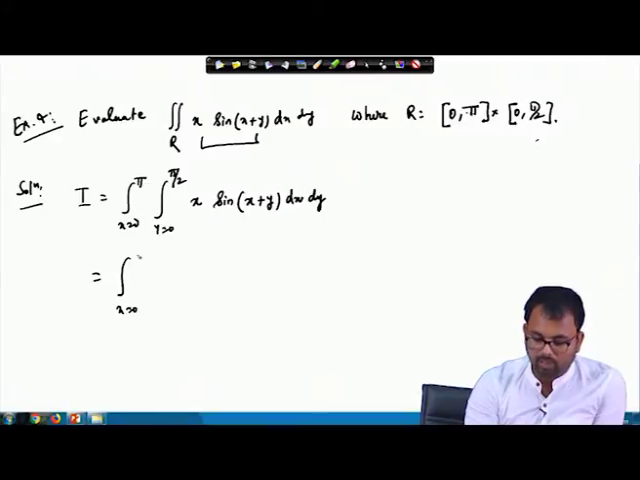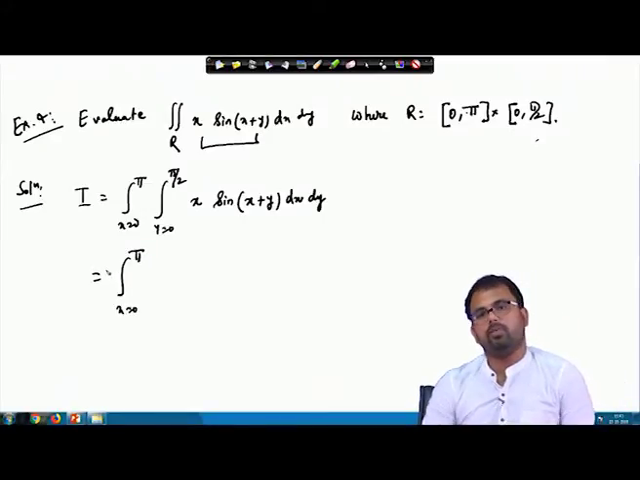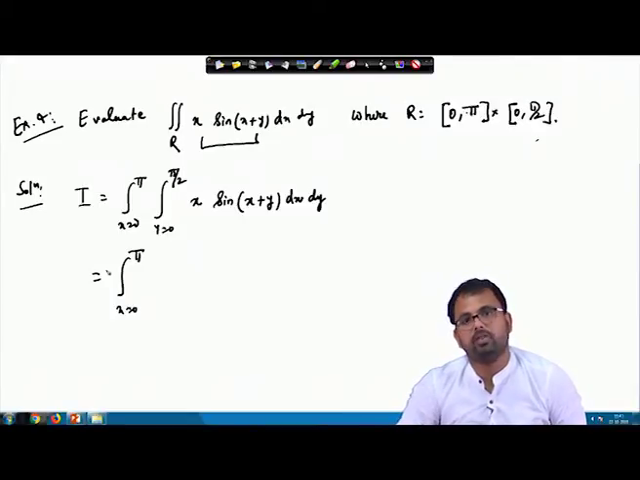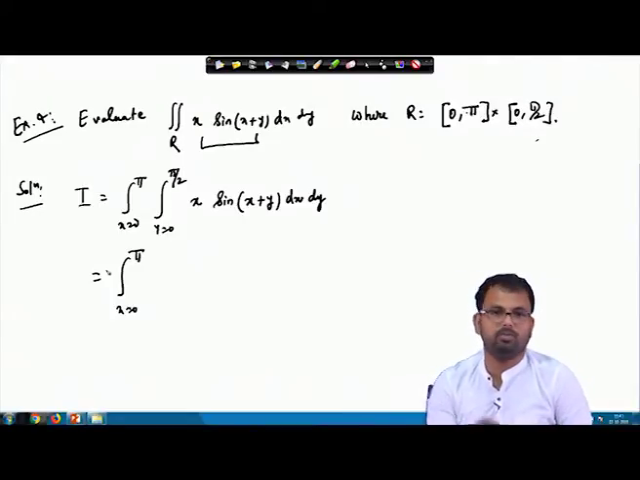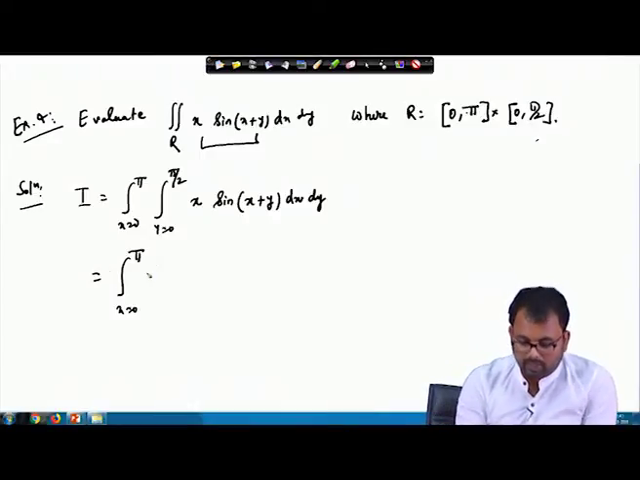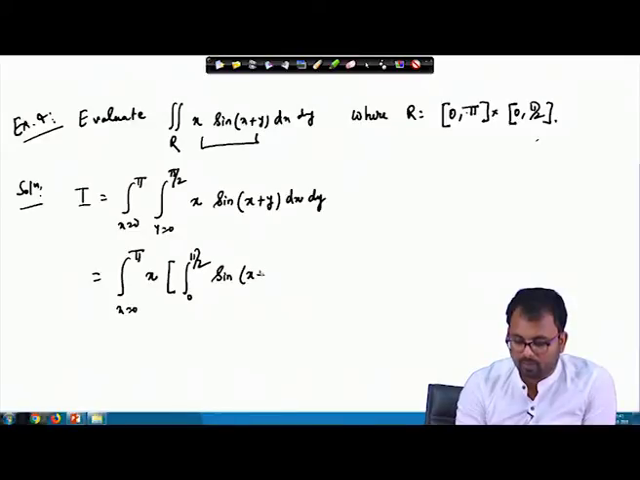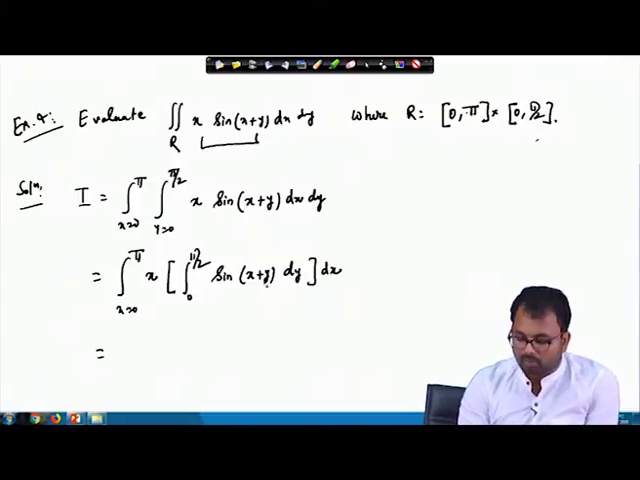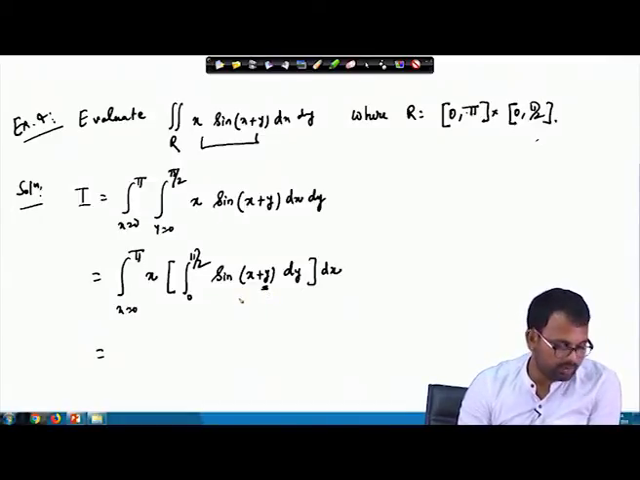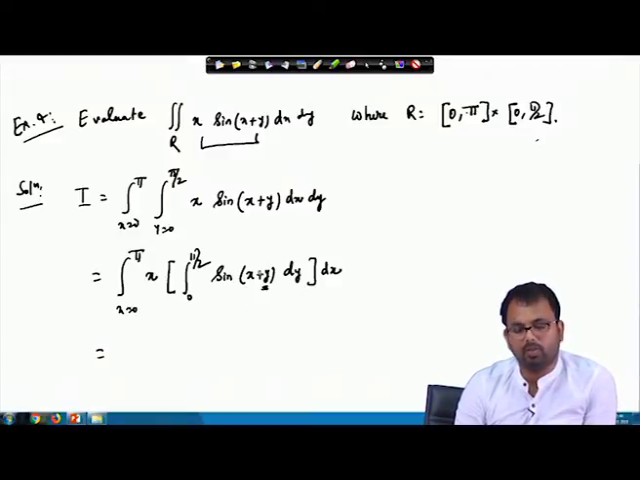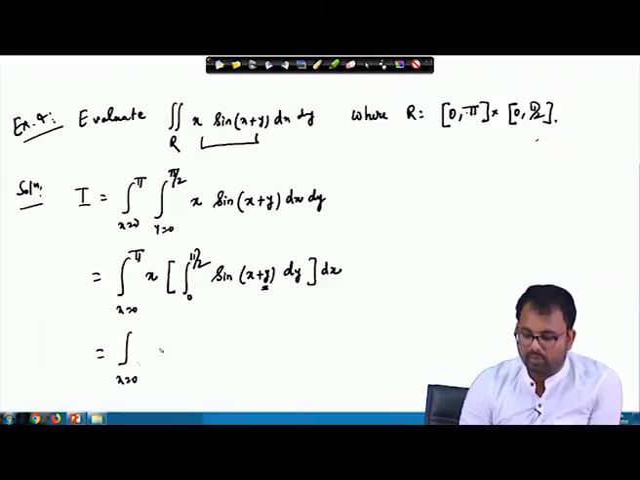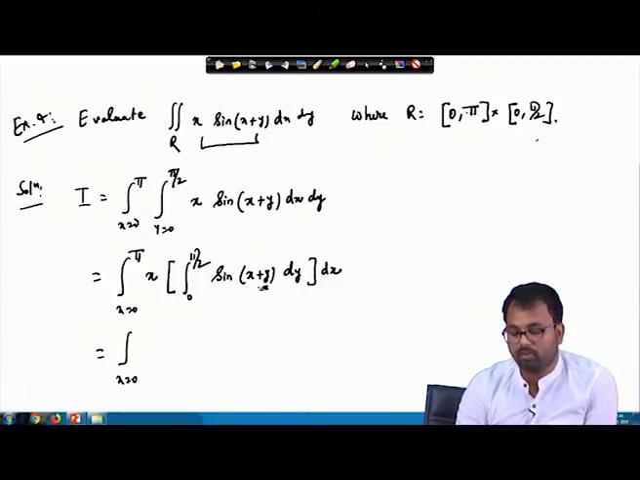So, let us see what happens. It totally depends on you whether you would like to integrate with respect to x first or with respect to y. So, in this case we choose to integrate with respect to y first. So, here I can write x and then this big bracket 0 to pi by 2 sin(x plus y) dy and then dx. So, here y is basically a constant at the moment. Sorry, here x is a constant. So, x does not play any role here, we will basically integrate with respect to y.